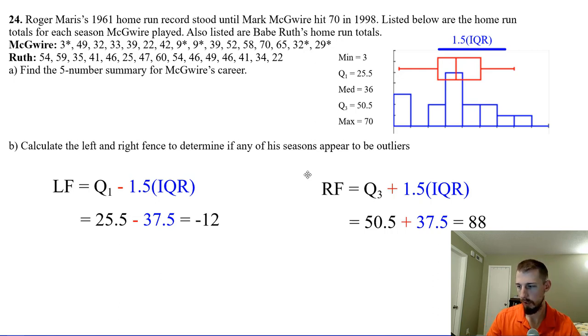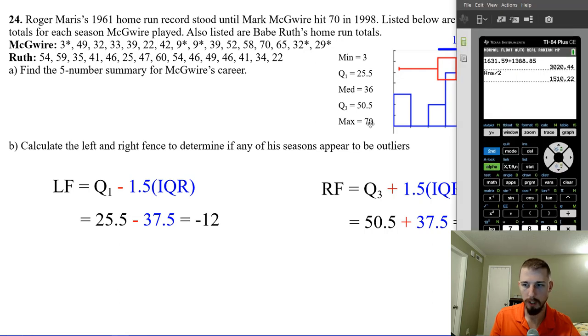So the way we're going to find the 5-number summary is we need to put it in the calculator. So hopefully you have your calculator by now.